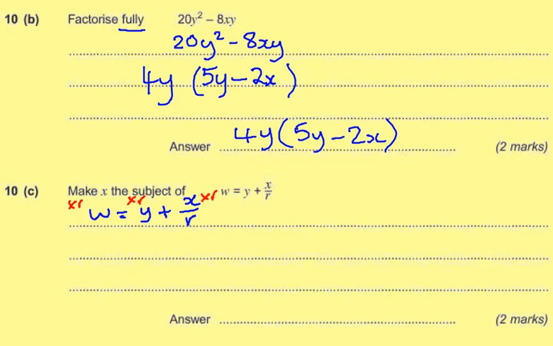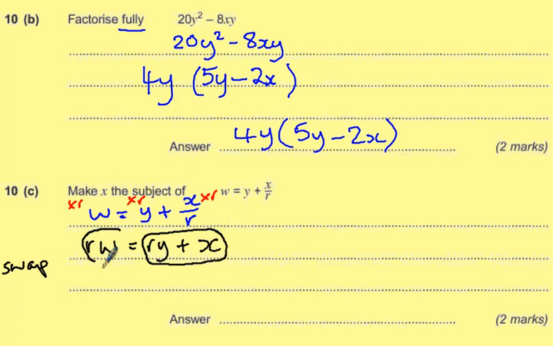Now the effect of multiplying all 3 of those by r is that this one will be rw, this one will be ry, and the whole reason for timesing this one by r was to eliminate the r on the bottom. So I'm just left with plus x. I'm now going to swap sides. So everything that's on this side, I'm going to move over to the right hand side, and everything that's on this side, I'm going to move to the other side. So ry plus x is equal to rw.